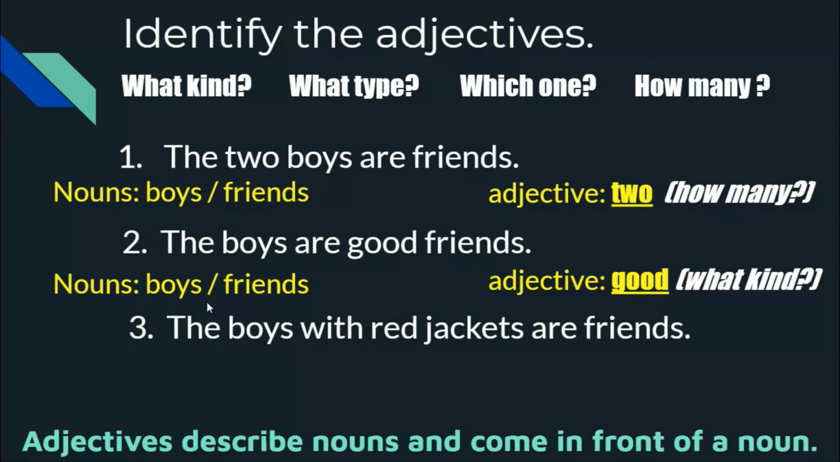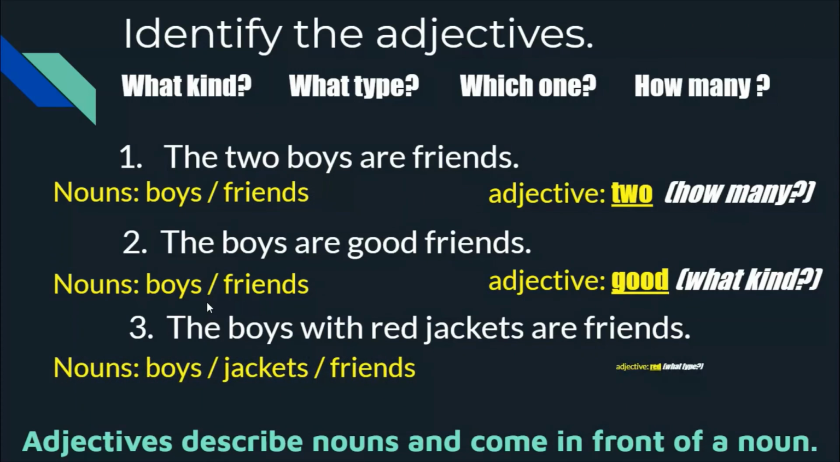The boys with red jackets are friends. So how many nouns do I have now? That's right. I have three nouns. Okay. So which ones are they? Boys, friends, and jackets. Right. And which one is the adjective? Yes, colors are usually adjectives. That's right. They could be nouns, so that's why I said usually or more frequently, but not always. Okay, so it's what type of jacket they have, and it's a red jacket, right? Okay, very good. You guys did an excellent job.